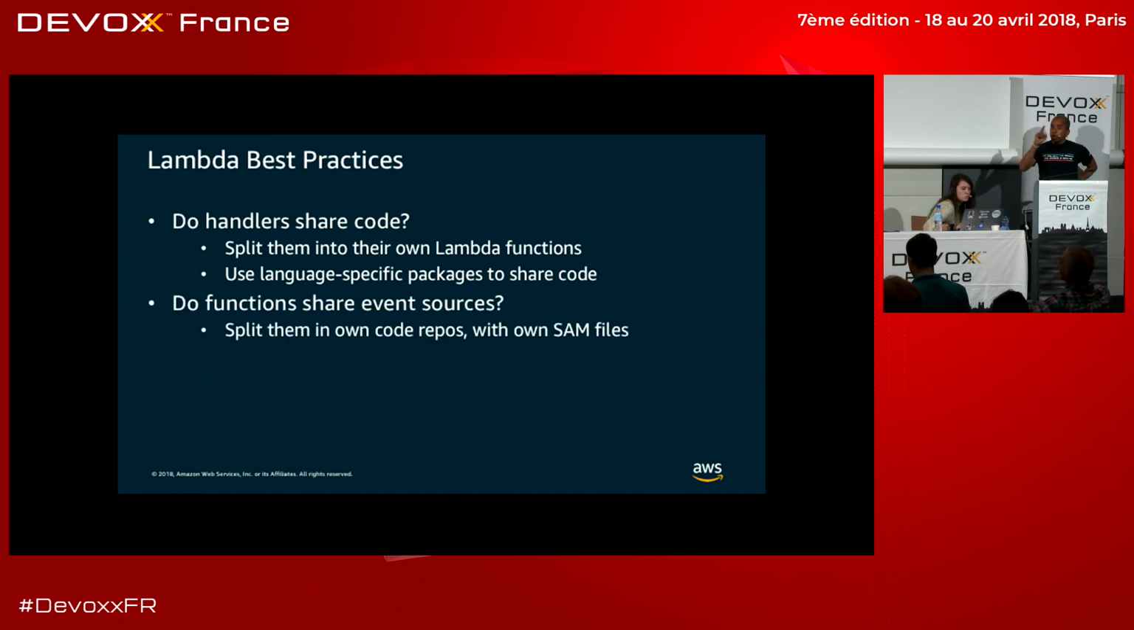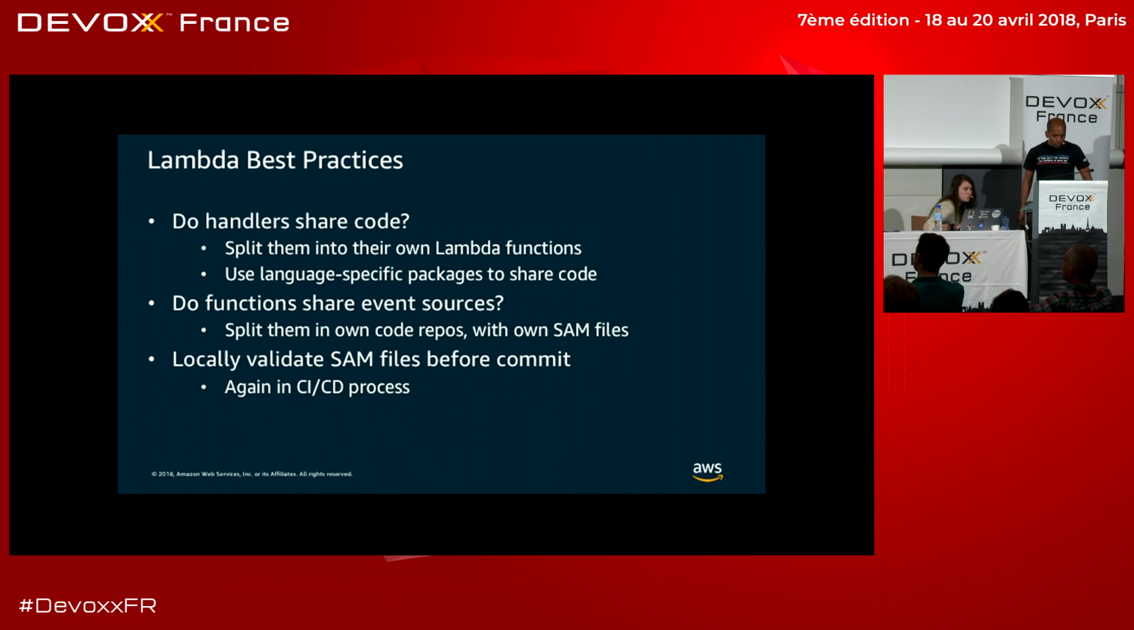Do the functions share event sources? So you think about that part of it. If they don't, then you can split them into their own repos very easily, or their own SAM files. You also want to make sure that the SAM CLI actually gives you a validate command. So make sure you validate your SAM template locally and even as part of your CI/CD pipeline. So that's an important aspect.